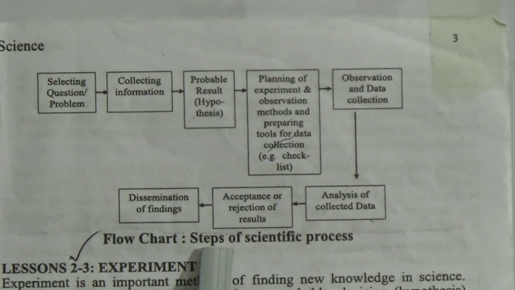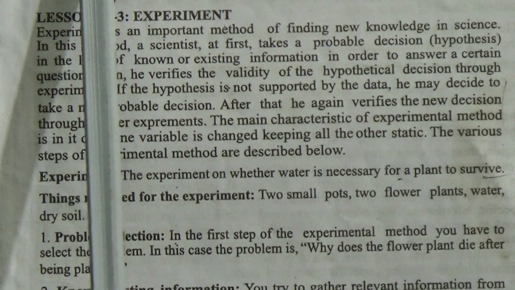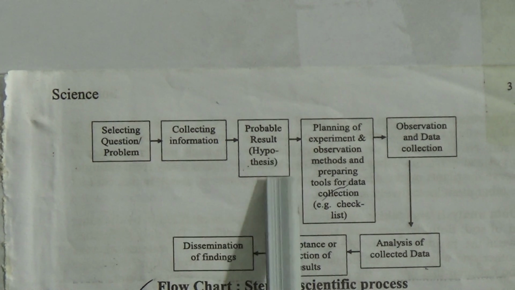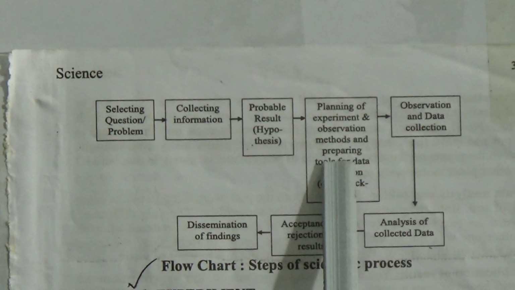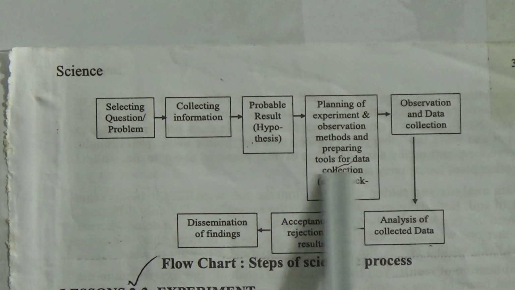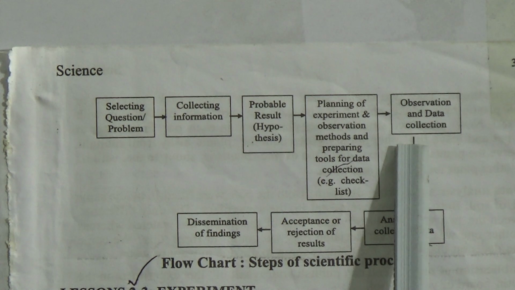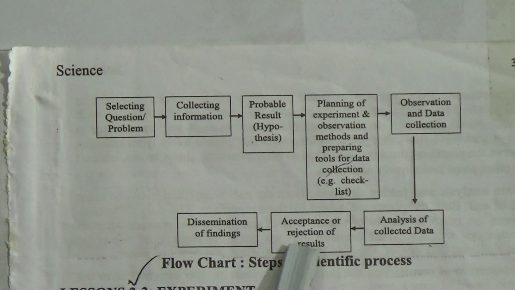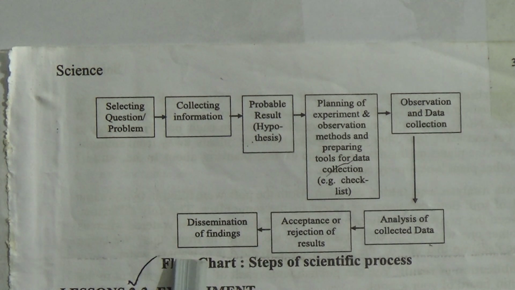Now come to this page, page number 3. Here is the flow chart of the steps of the scientific process. At the first stage, here is selecting questions and problem, and then the second step is collecting information, and after that probable result or hypothesis, and here is planning of experiment and observation methods and preparing tools for data collection. And next one here is observation and data collection, and after that here is analysis of collected data, and then acceptance or rejection of results, and here is dissemination of findings.